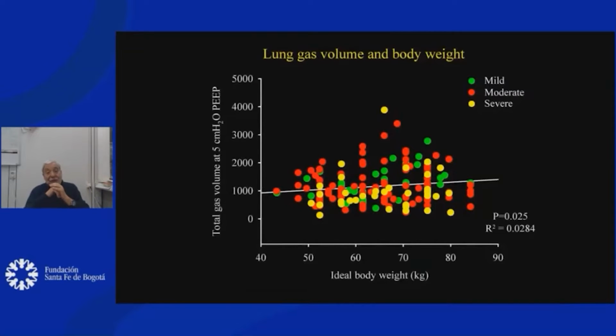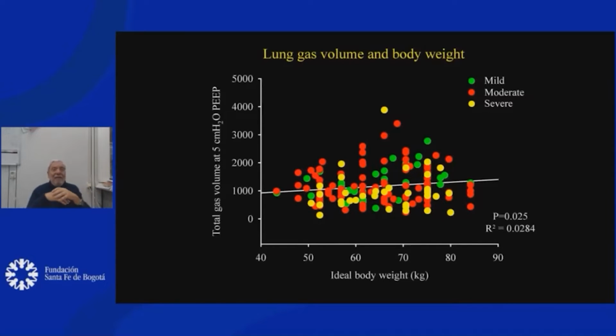And of course, the tidal volume per kilo doesn't make great sense, because, as an example, these are the kilo weight, okay? And this is the total gas volume at 5 of PEEP. And you see that mild, moderate, severe, we don't have any relationship between the gas volume at 5 and the amount of tidal volume per kilo.